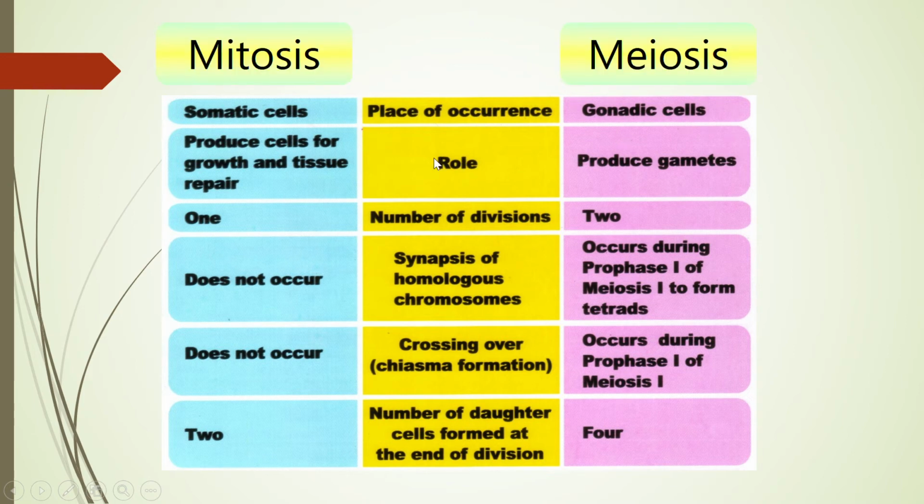The role or the significance or the need. This one is to produce cells for growth and tissue repair. So that means you want to produce identical or the same cells. That's why the number of chromosomes is the same. But here for meiosis, what is the need? You want to produce gametes, and you want the gametes to have genetic variation.